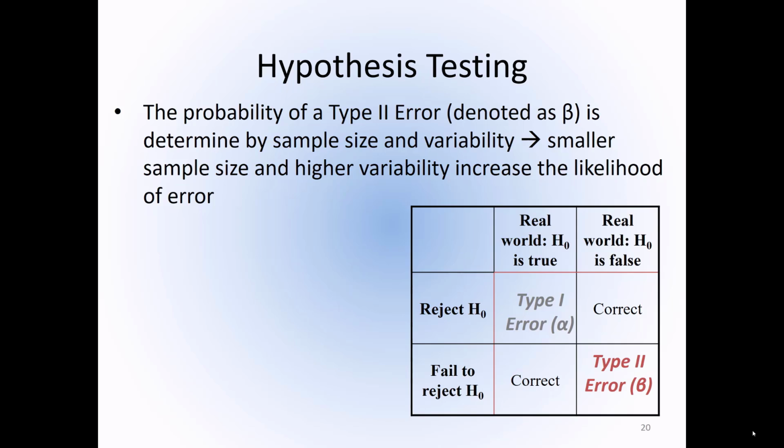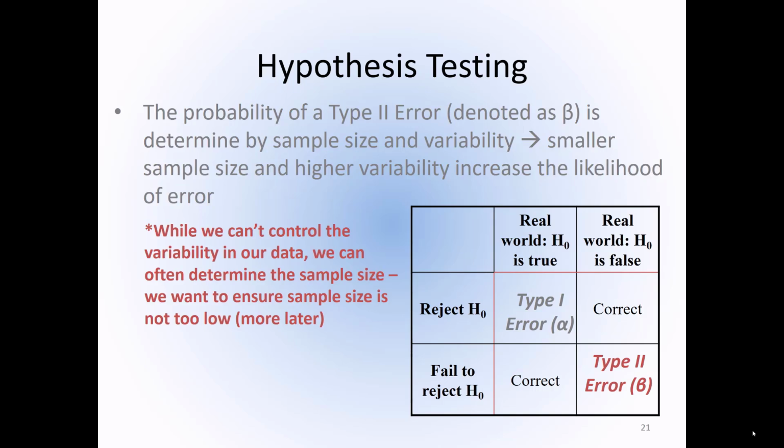The failure to reject the null hypothesis when in fact it's false in the real world is based on how much variability we have in our particular data set, which in turn is also affected by our sample size. Now, we can't control how much variability we have in our data, but we can generally control our sample size. And as we've learned throughout the course thus far, the higher the sample size, the smaller the standard error, the smaller the confidence intervals, and in turn the smaller the type 2 error is going to be.